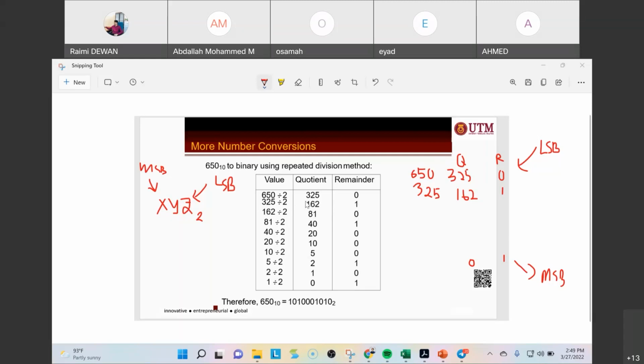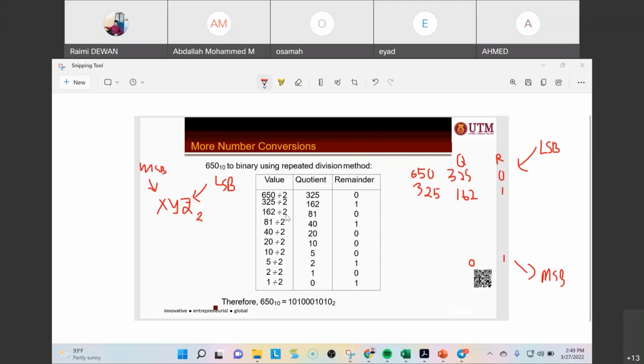Okay, 3 to 4. So that's why 35 divided by 2, the quotient is 162, the nearest one. Because you see, 162 times 2 gives you 324, so you will have a remainder of 1. We must have a remainder of either 0 or 1. Understand, right?